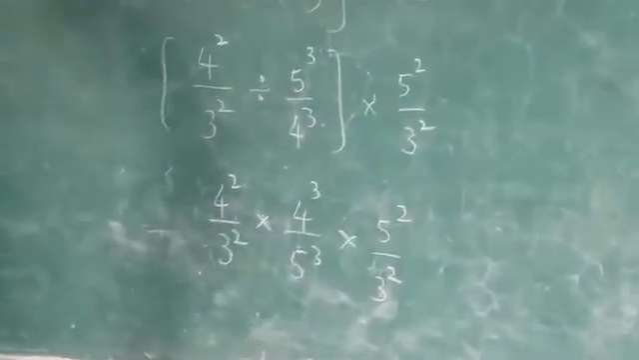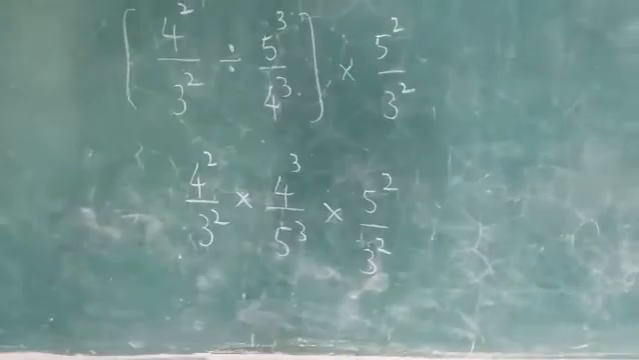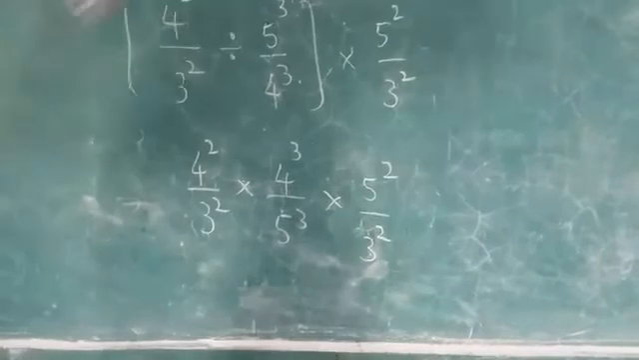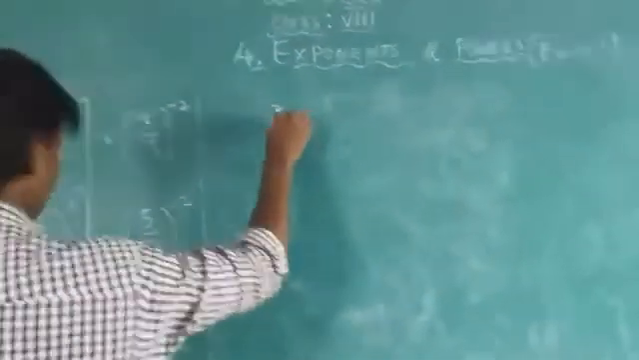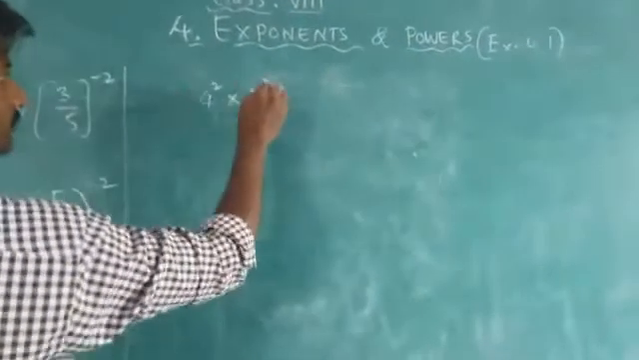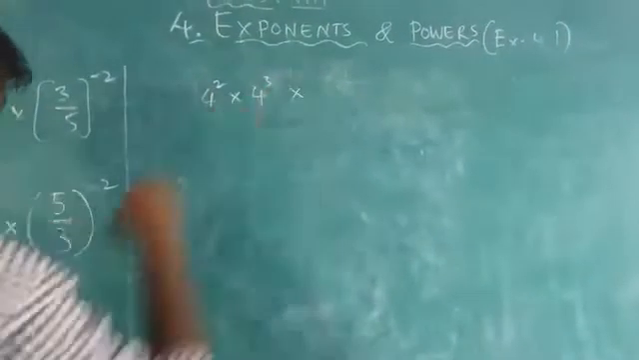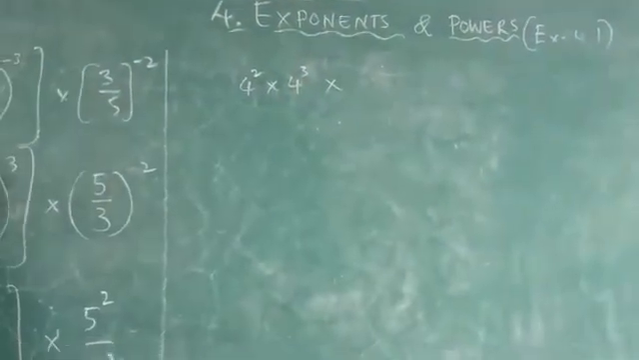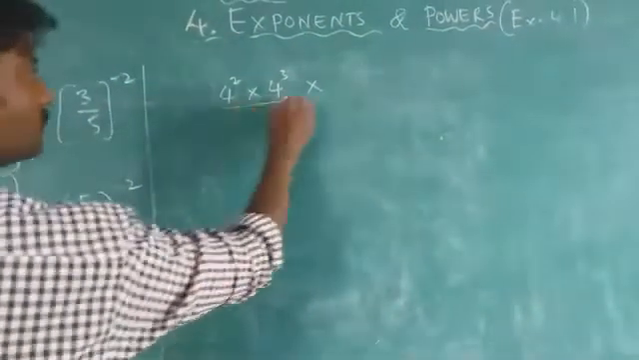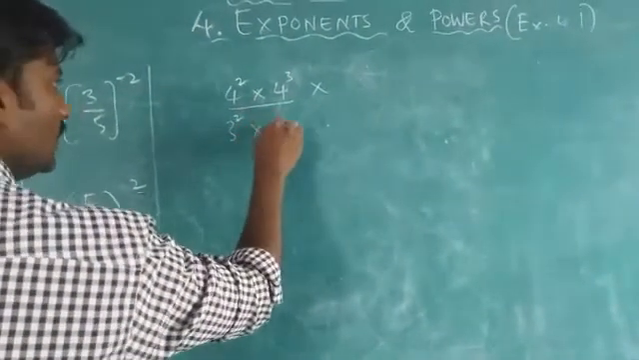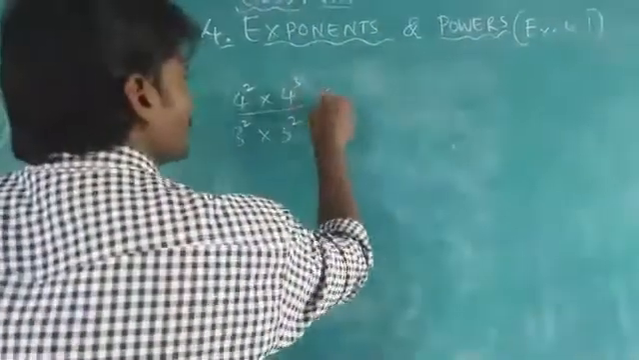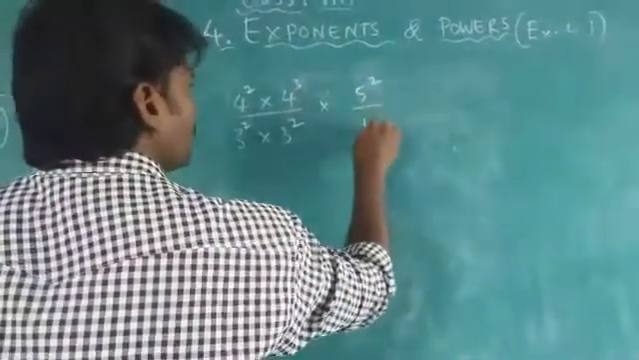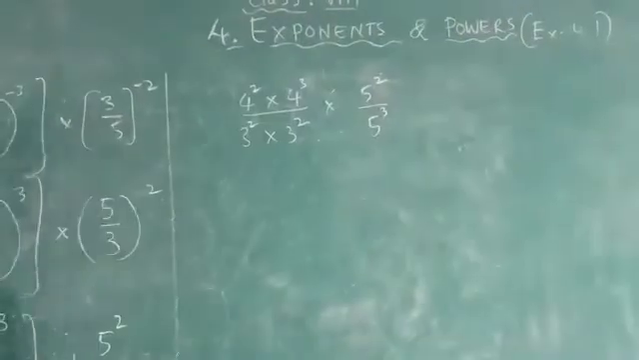So what am I doing here? I am arranging the things here. This step is very important, check it once. 4 square into 4 cube, so I am writing this together. Down, 3 square is there, 3 square is there, I am writing here. 3 square into 3 square. And what remains here? 5 square is remaining here and 5 cube is remaining.